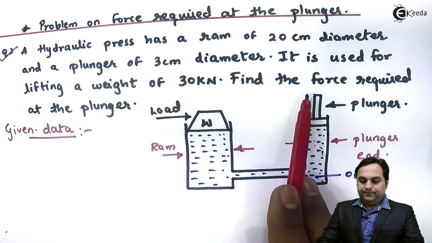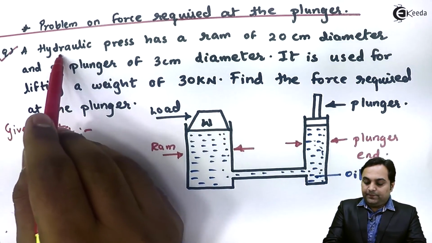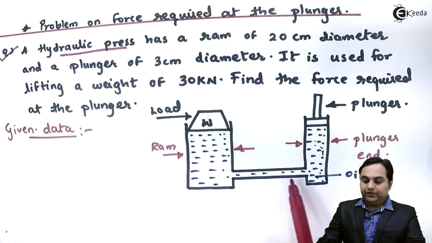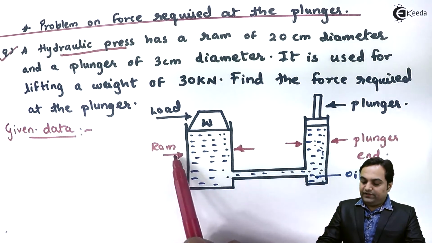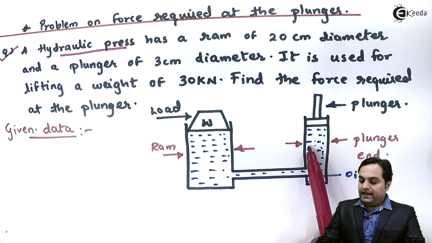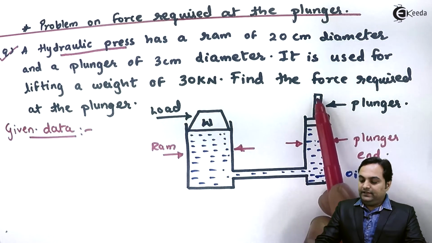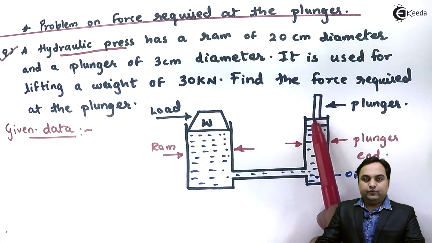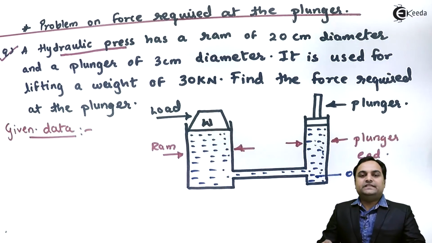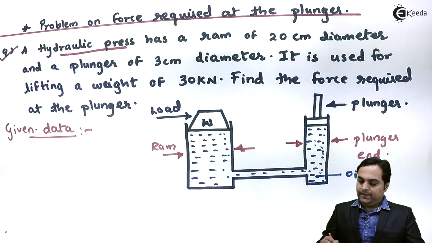So for this question, since it is a hydraulic press, here I have drawn the diagram of hydraulic press. It consists of ram, which is the bigger diameter end, and a plunger end, which is the smaller diameter end. At the plunger we would be applying the force, and at the ram end the load would be lifted. So basically hydraulic press is a machine which is used to lift heavy loads by applying less effort.